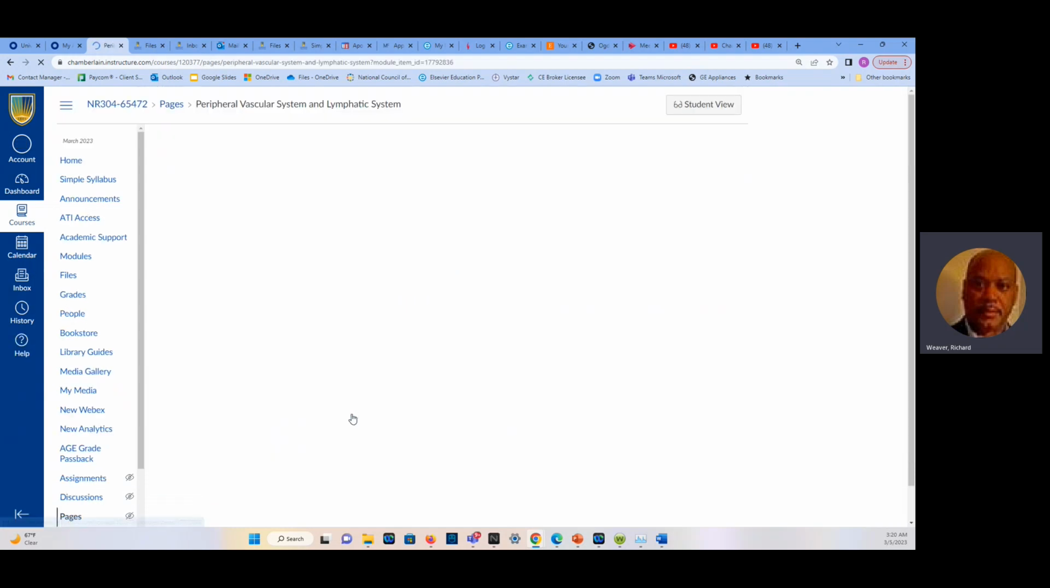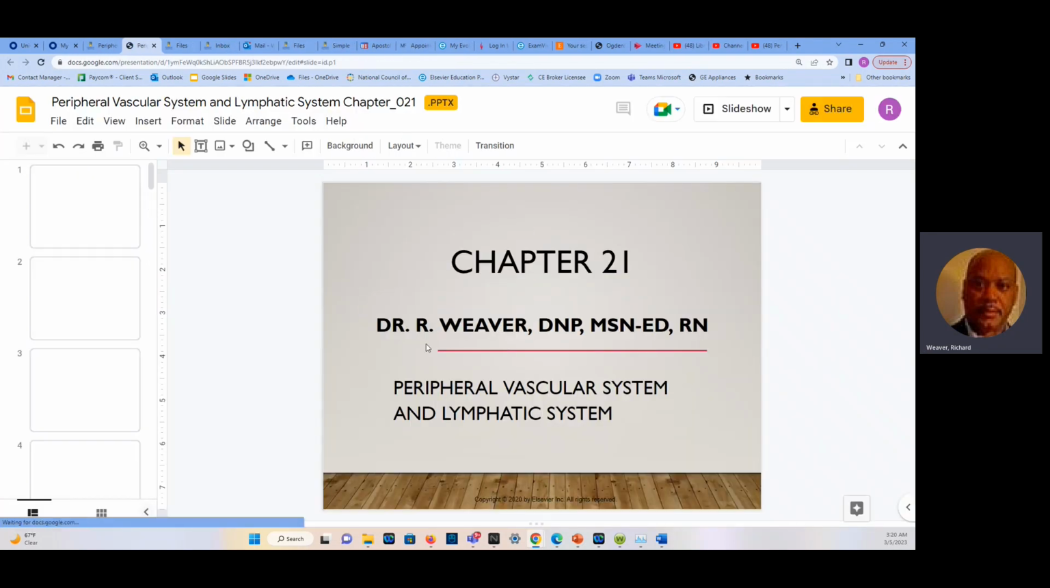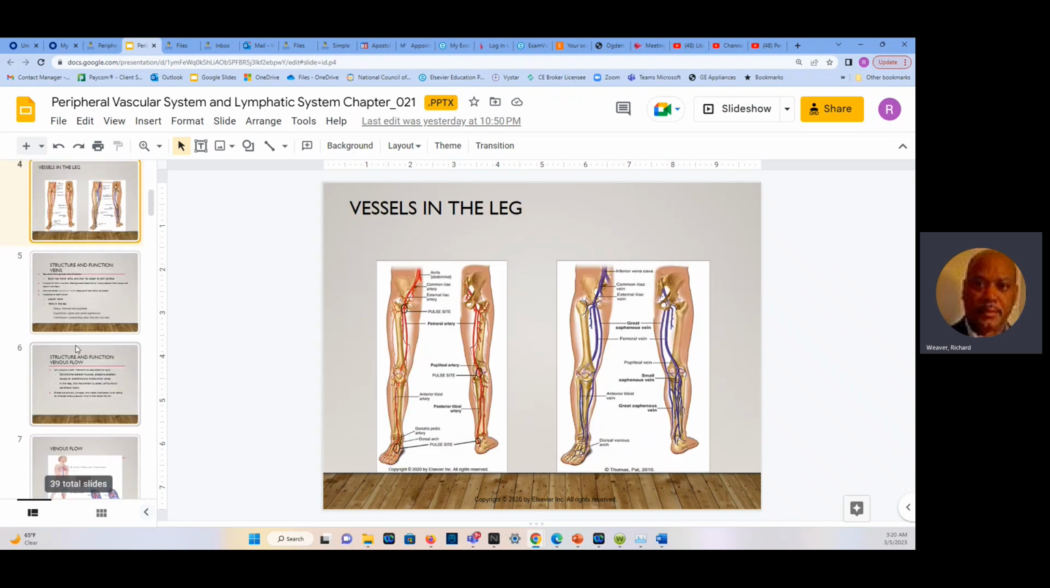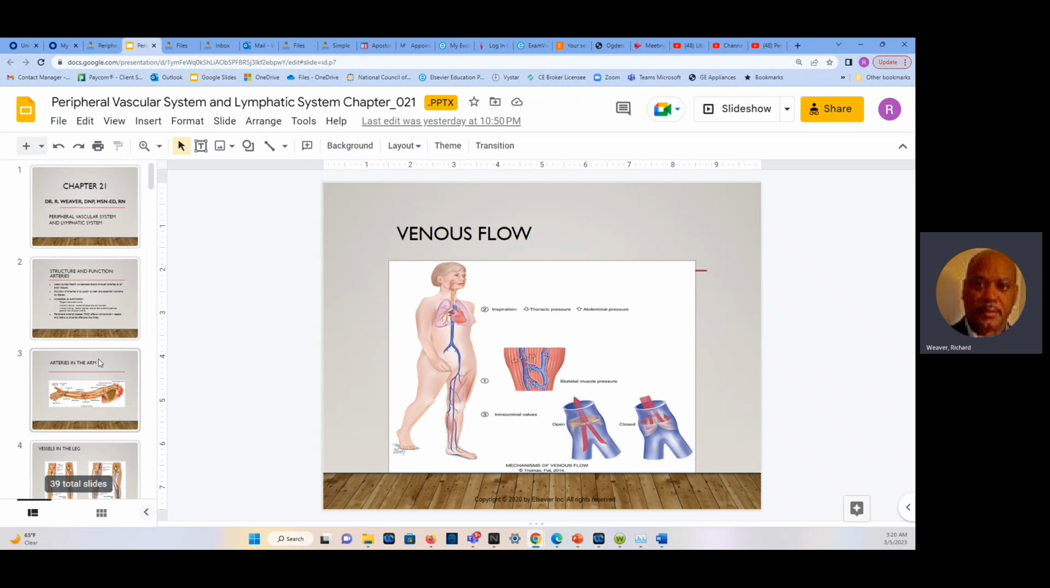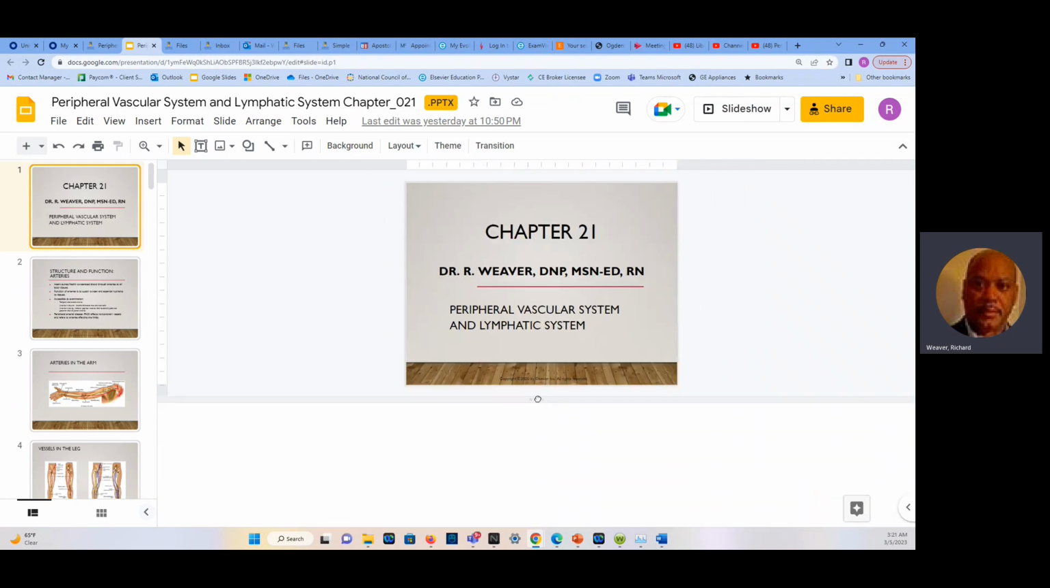If you click on this link and go into the peripheral vascular system and lymphatic system link, it will bring up my slides, which are located in Google Slides. Take a look at my cursor. What I want you to do: you can see all the slides here. But if you take this cursor and go down here to where you see the 3 dots, you left click on it, hold it, and then you just push it up.